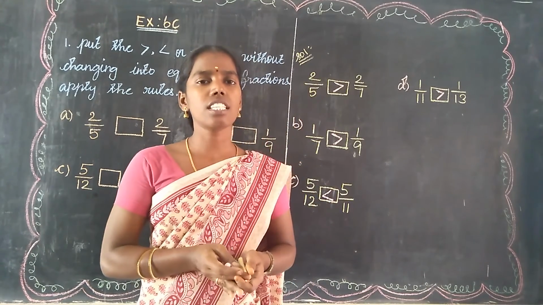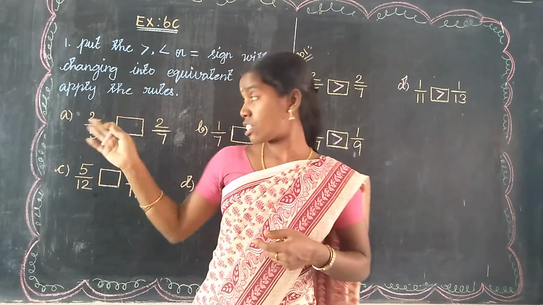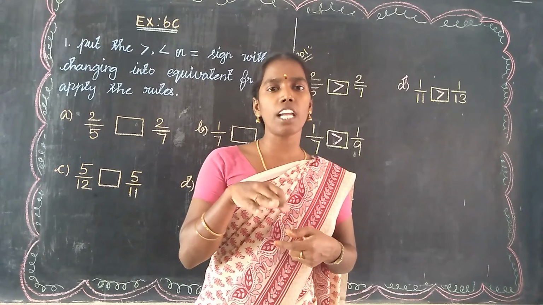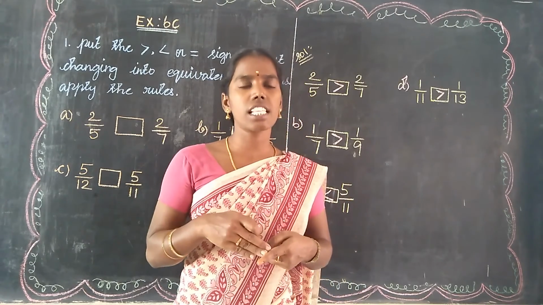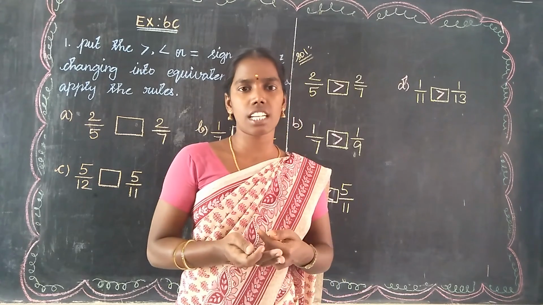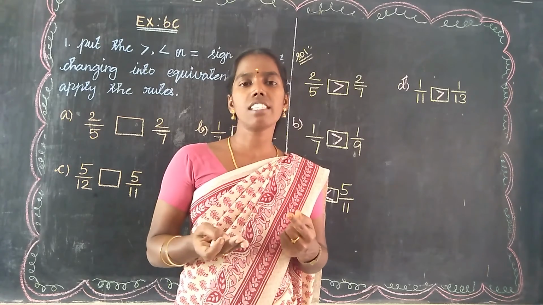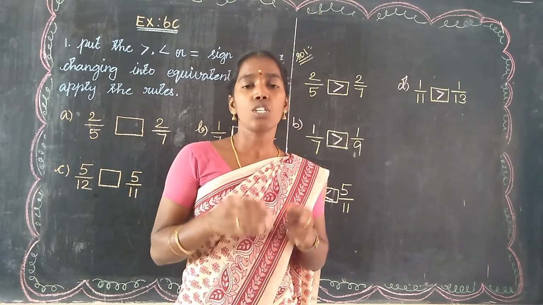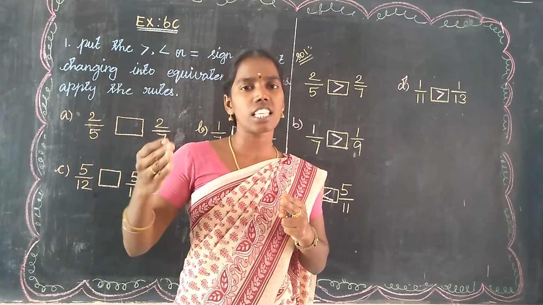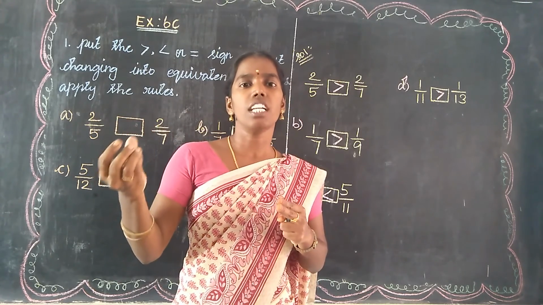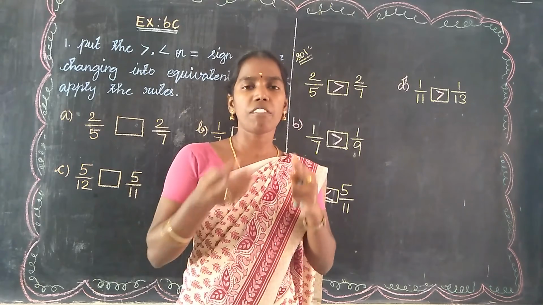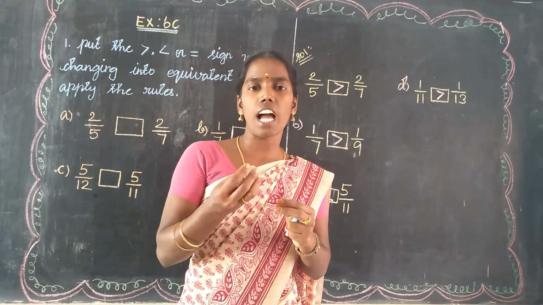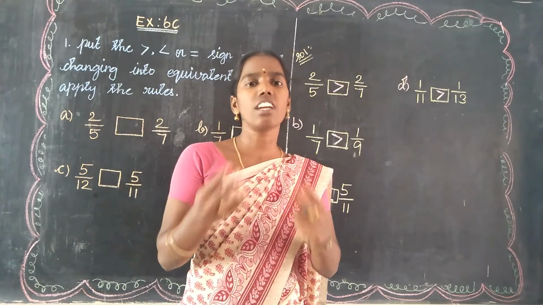See, listen, student. First, find out the numerator value. In every problem, the numerator values are equal. Next, consider the denominator value. Which one is the greatest? The single value may be the greatest, but this is a fraction value, so as the denominator increases, the value of the fraction decreases. So in fractions, whichever denominator is the smallest, that fraction is the greatest.